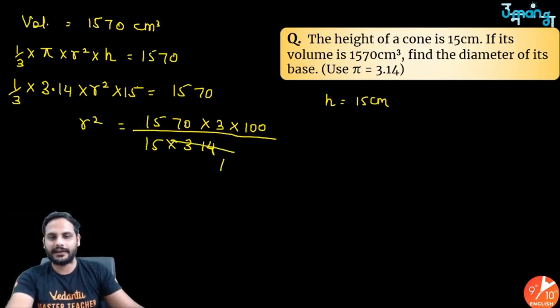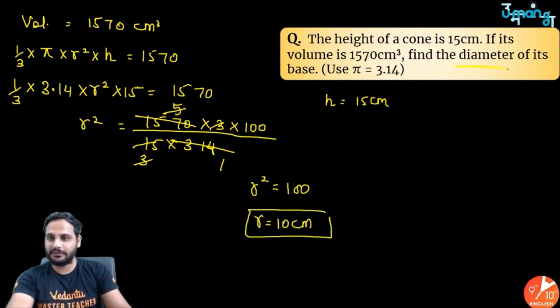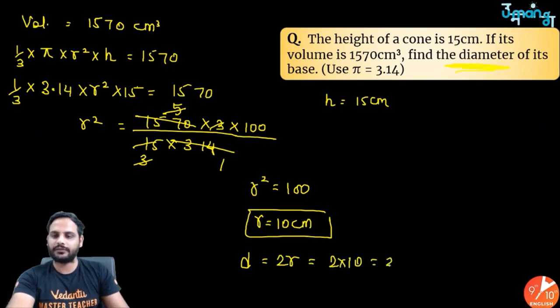This is 1 time, this is 5 times. 5 ones are 5, 5 threes are 3, the 3 got cancelled. So you got r square is equal to 100. So r is equal to 10 centimeter. But the question is asking me diameter. So diameter is double of radius, which is 2 into 10, which is 20 centimeter.